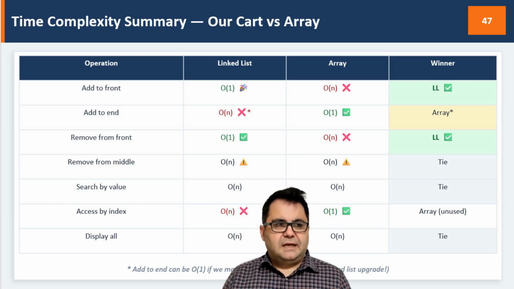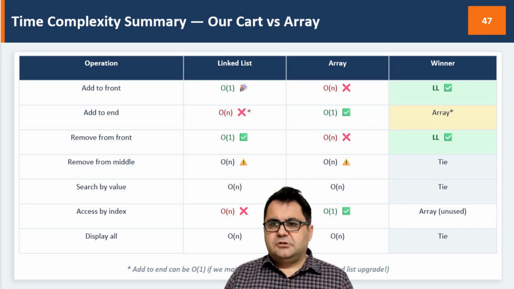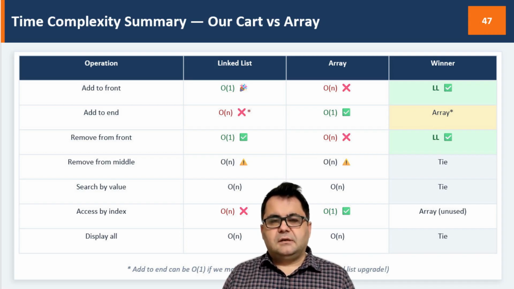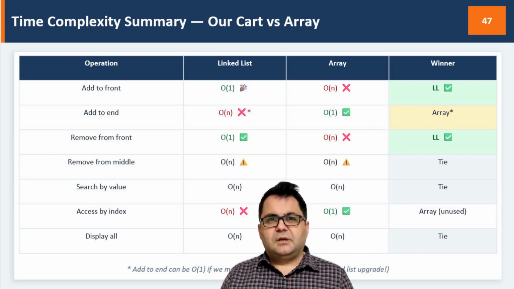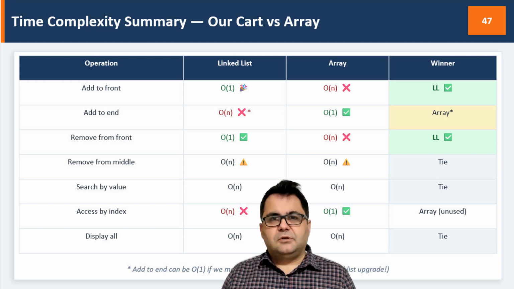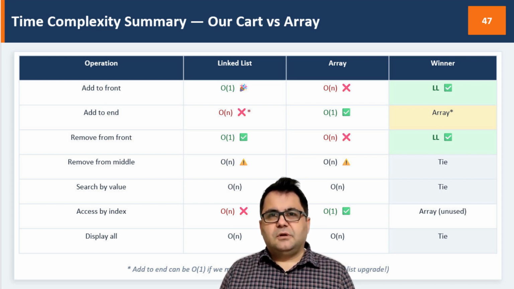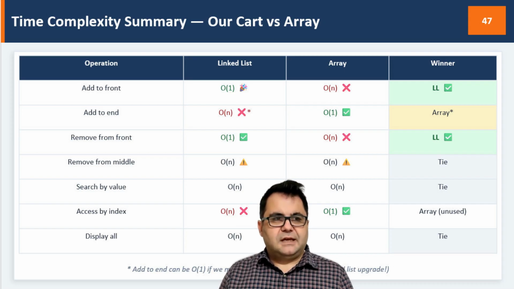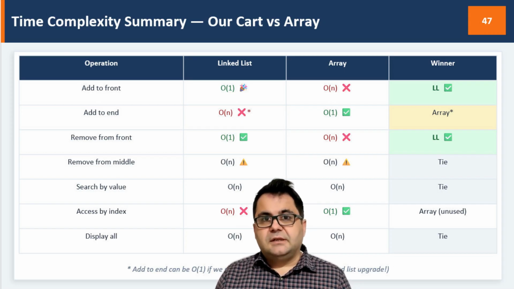Why? Because add and remove are the most common operations; users constantly modify their cart. Those operations are O(1) with a linked list, but O(n) with an array. The operations where array wins, random access and add to end, are rarely used in shopping carts. We chose the right data structure.